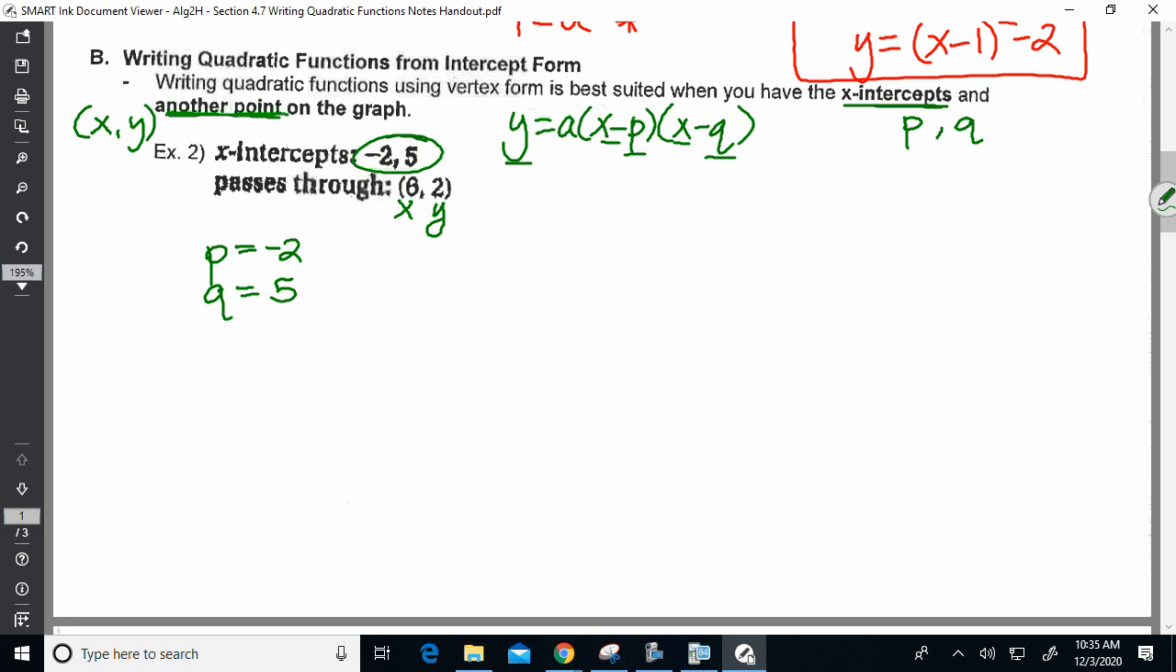So let's go ahead and do that work. 2 equals a parentheses 6 minus -2, parentheses 6 minus 5. So remember, x showed up in 2 different places. So you're going to use the x value twice. So remember that and be careful.